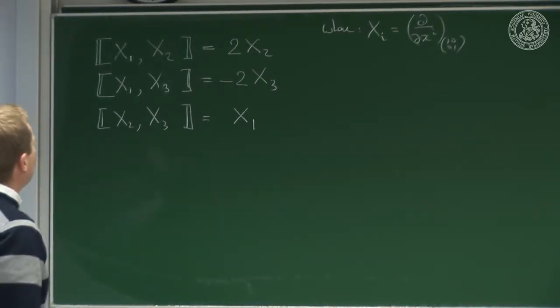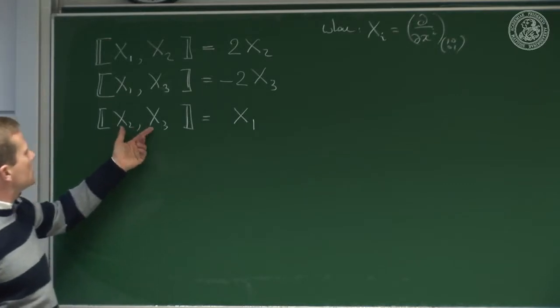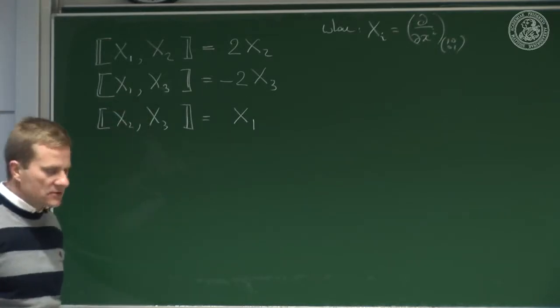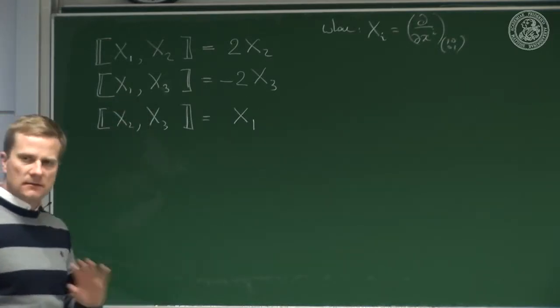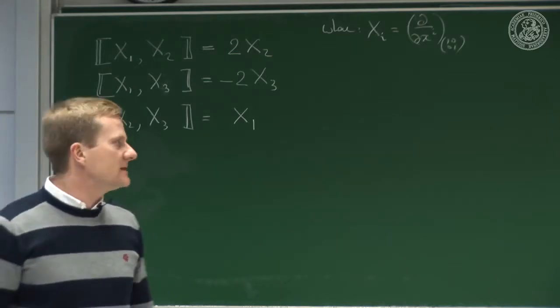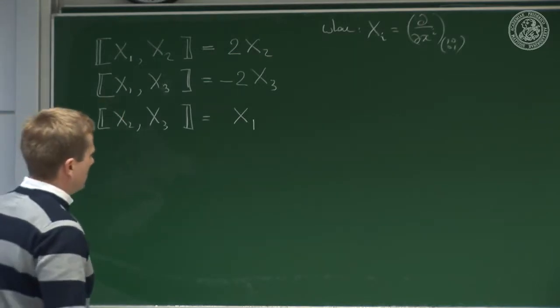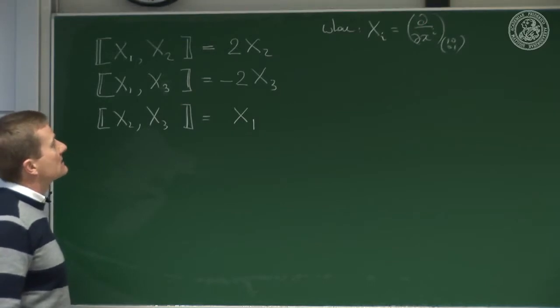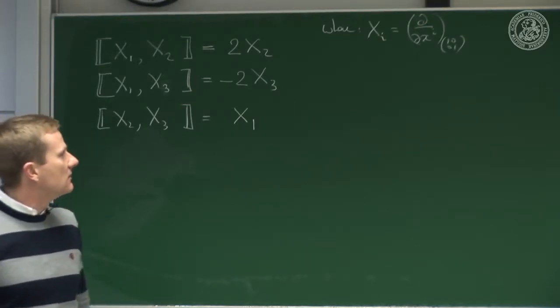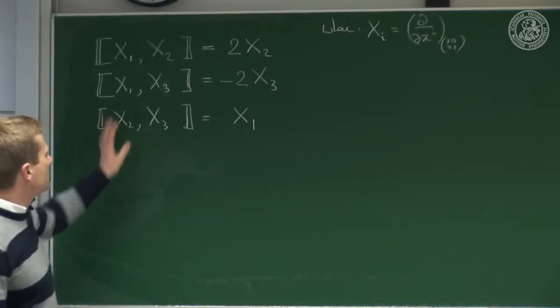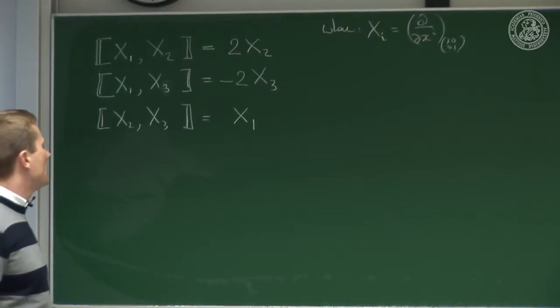So you see the Lie algebra of SL2C is just these abstract tangent space vectors, has nothing to do with 2 by 2 traceless matrices or so. Of course, there is a representation of this algebra. We'll come to representations later, but this is the definition we had.